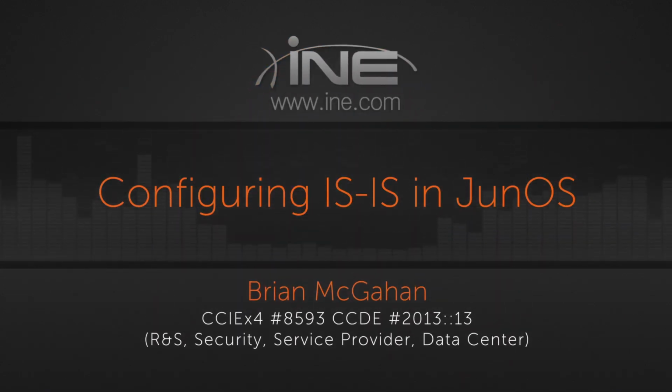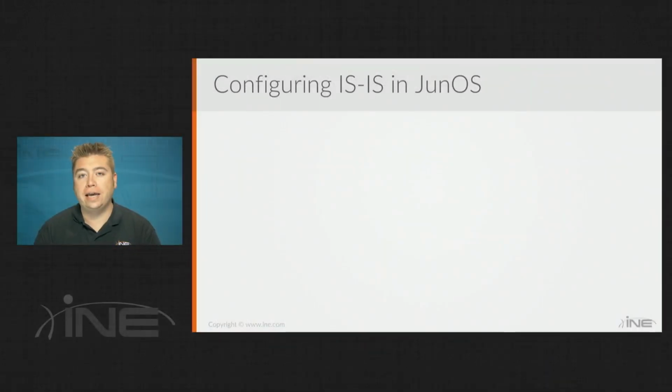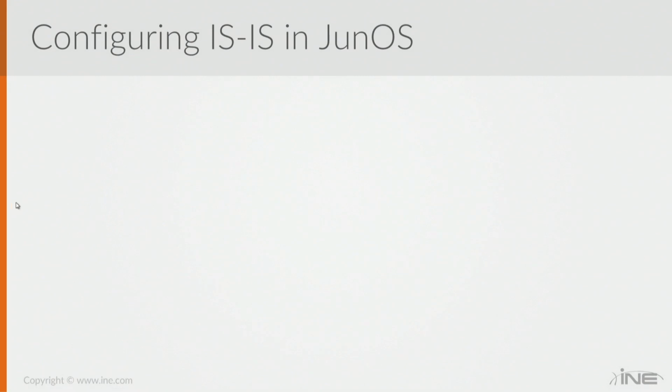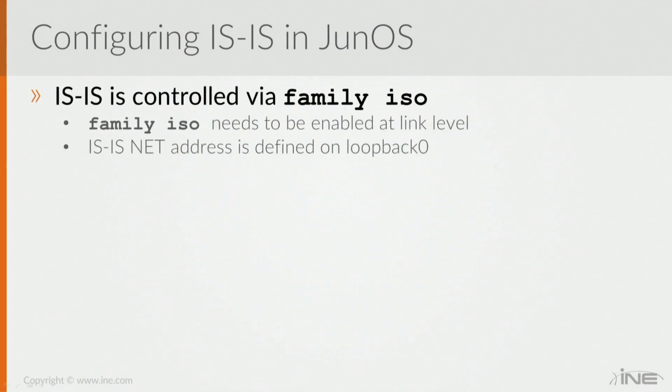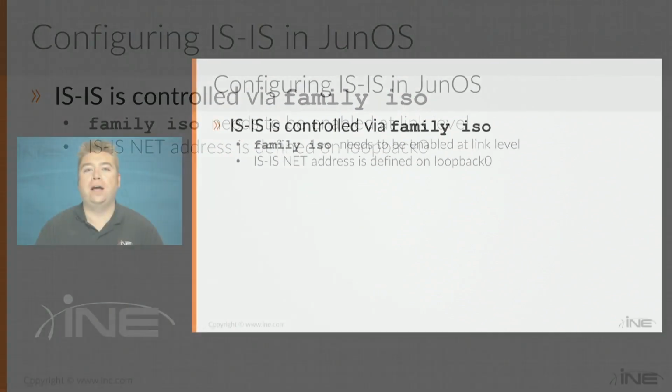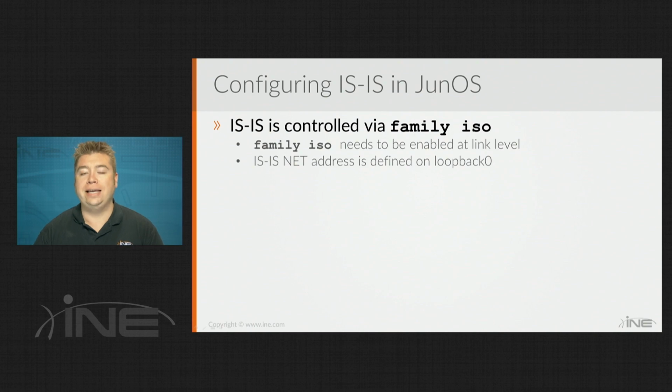In our next section, we're going to look at the configuration of ISIS on JunOS, which is controlled by the family ISO, because ultimately behind the scenes, ISIS uses CLNS, which is part of the ISO protocol stack. One of the changes from IOS versus JunOS's implementation of this is that the router ID, or specifically what we call the network entity title or the NET address from ISIS, is not defined under the global process, but instead it is defined under interface loopback 0.